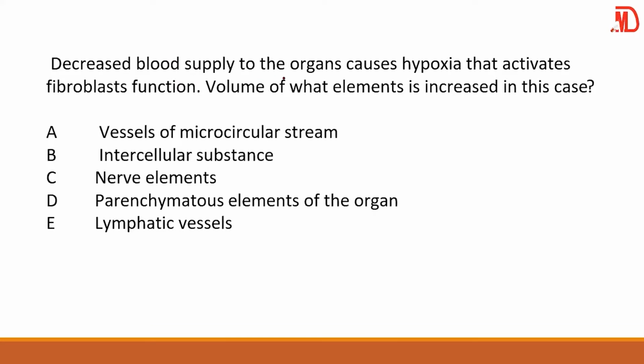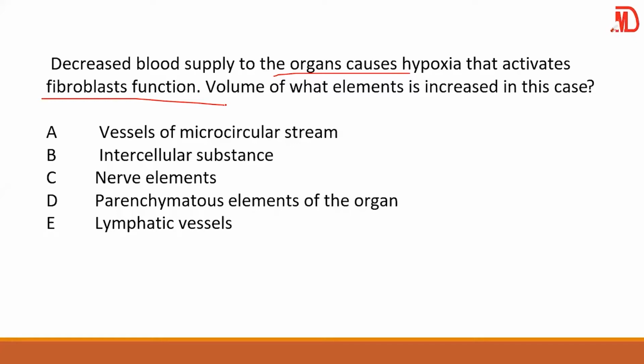Decreased blood supply to the organs causes hypoxia. Now, when we say hypoxia, we are talking about what? Inadequate amount of oxygen. And you and I know that blood normally carries what? Oxygen with it, because it contains hemoglobin, and this hemoglobin has high affinity for oxygen. So when there's a decreased blood supply to organs, of course, it can lead to what? Hypoxia, because the tissues are lacking what? Oxygen. And they are saying that it activates fibroblast function.